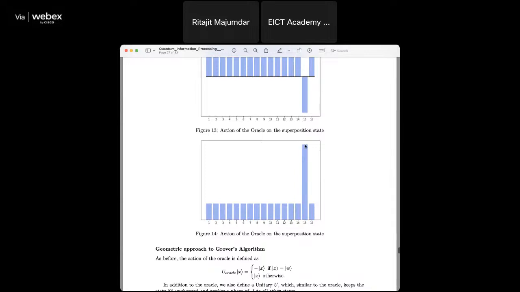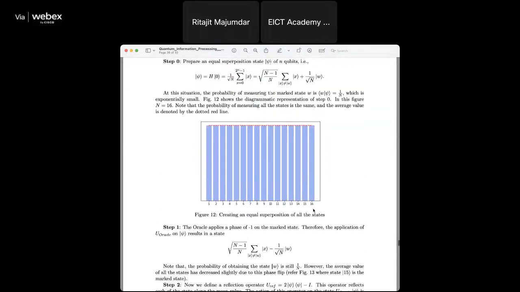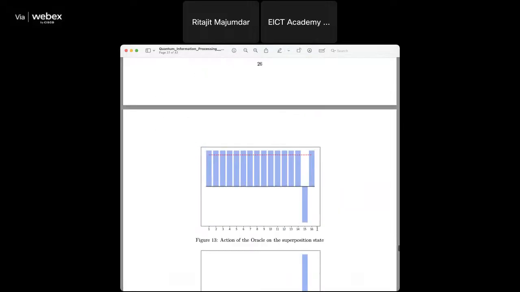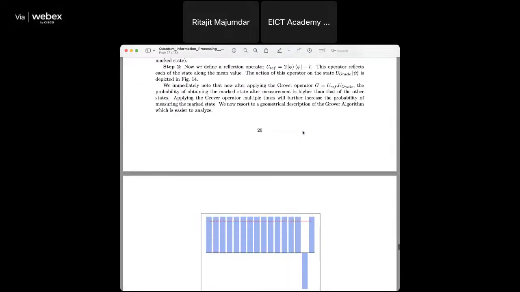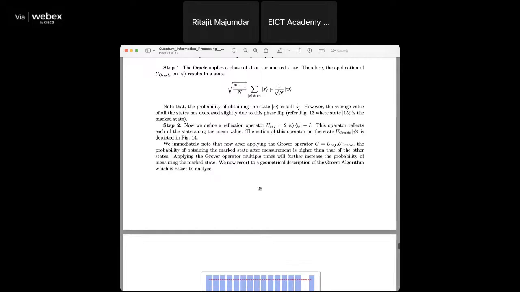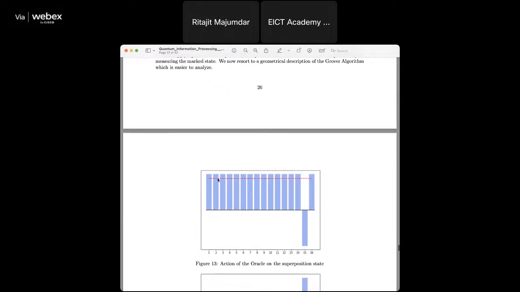So now if I measure, the probability that I get the good state is higher than the others. This is something that we can understand here. So if I measure it now, the probability that I get the state is higher than this. Previously, it was the same. Now, just after doing this, applying a phase to the good state and reflecting it across the average line.